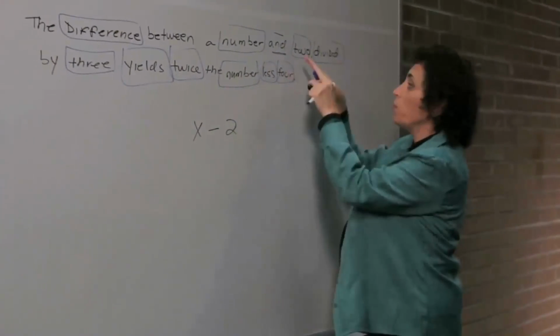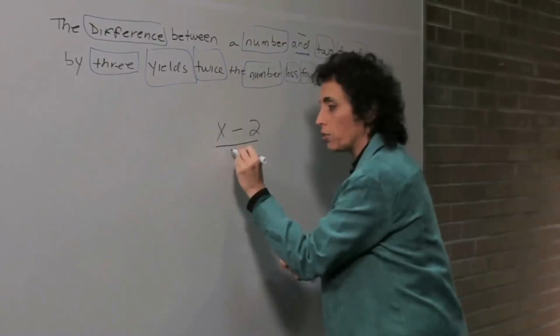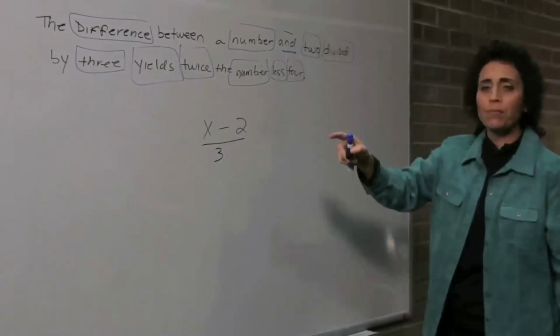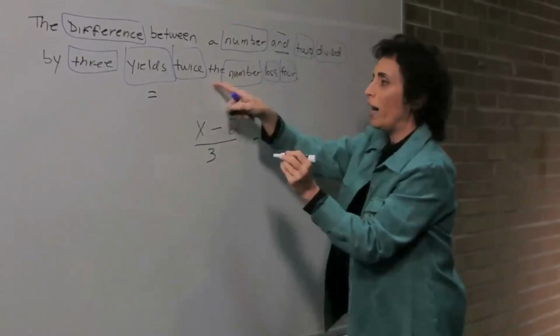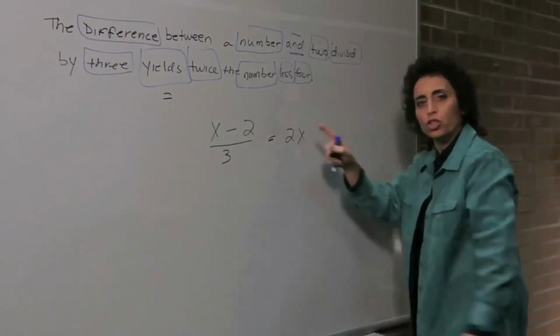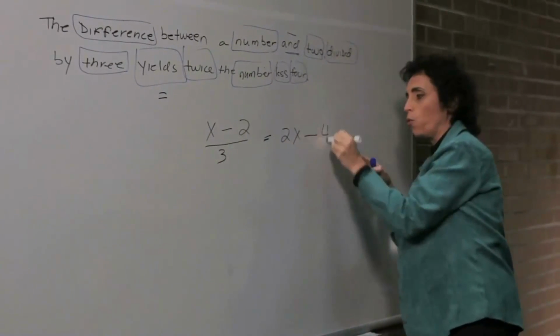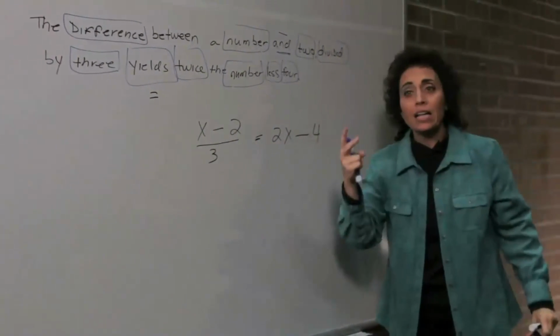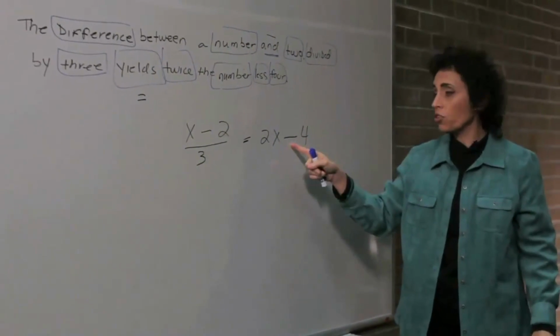Okay, not just a 2, but that comma tells me, think of that as one thing, and that whole thing is divided by 3. Okay, yields, remember, means equals. Twice the number, 2 times the number, less means subtraction, 4. Now it's not "less than," which would switch the order. It is actually "less," so we put it just like that.